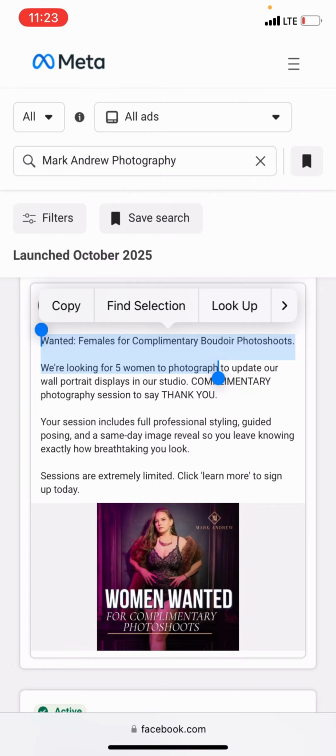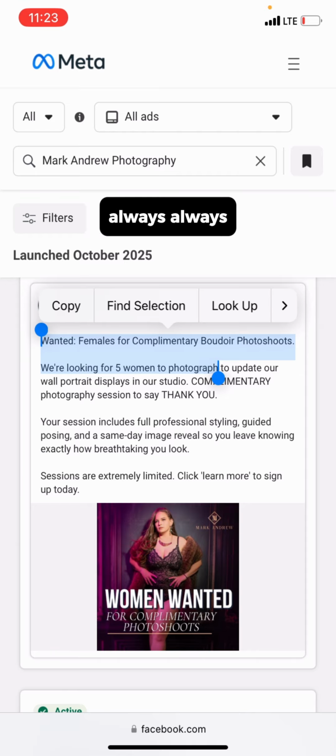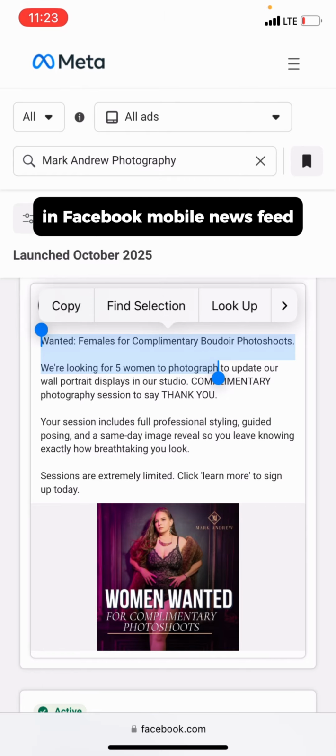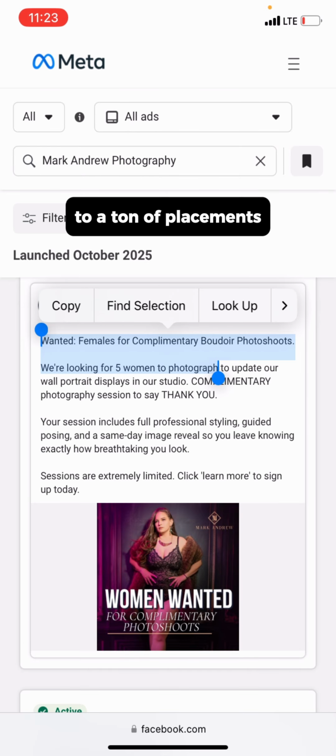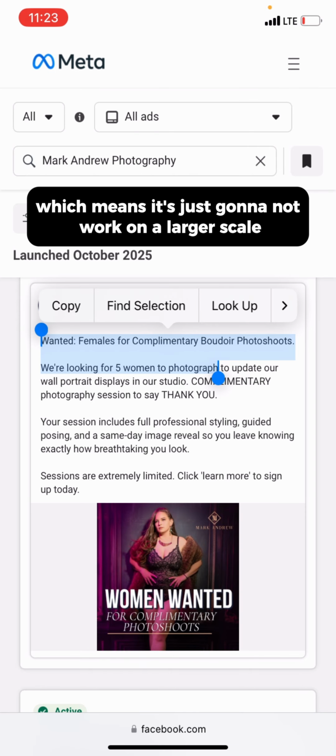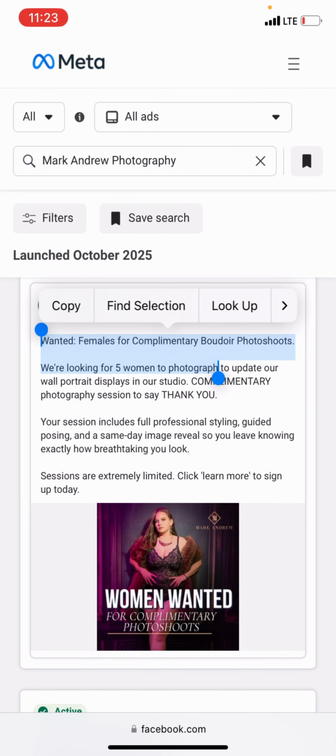And yes, we always have to test our messaging here in Facebook mobile newsfeed before branching out to other placements, because if we have a message that doesn't work, well, we're scaling a message that doesn't work to a ton of placements, which means it's just going to not work on a larger scale. That's literally what it means.